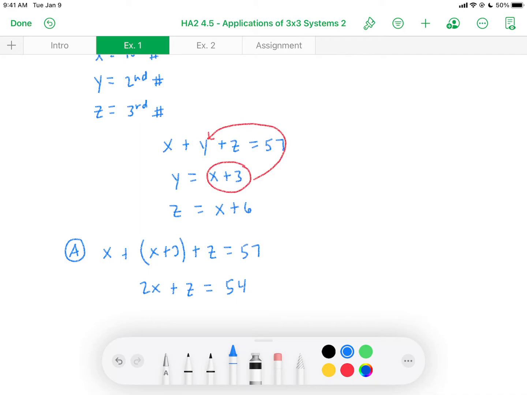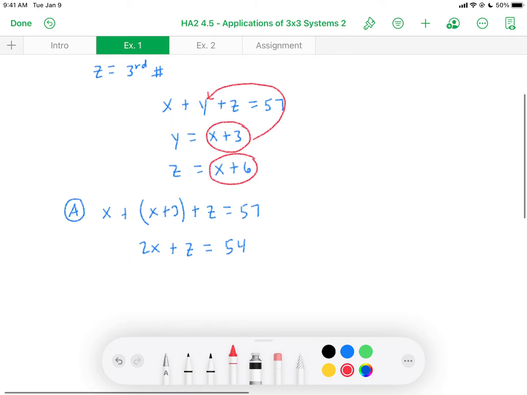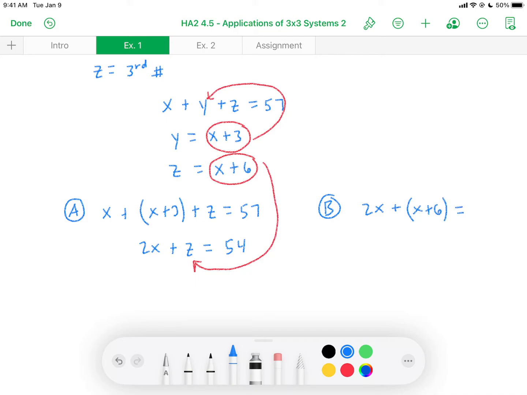Now, where do you want to go from here? Yeah, absolutely. So now we will take the third equation that we haven't touched yet, and substitute it in right there. So 2x plus x plus 6 equals 54, or 3x equals 48, right? What's x?